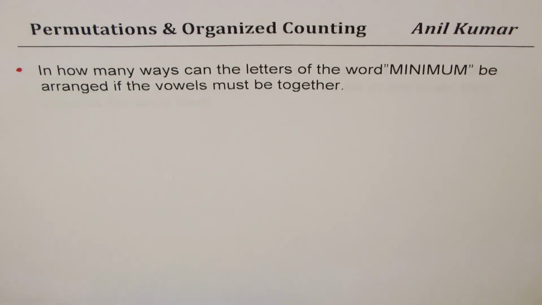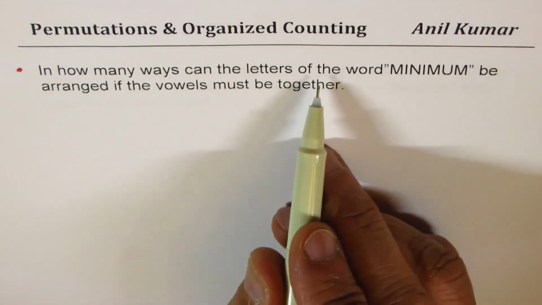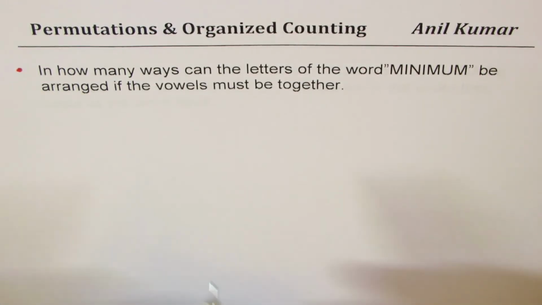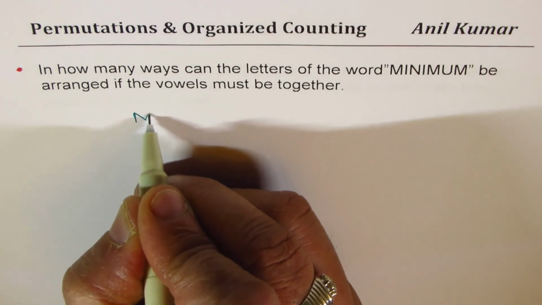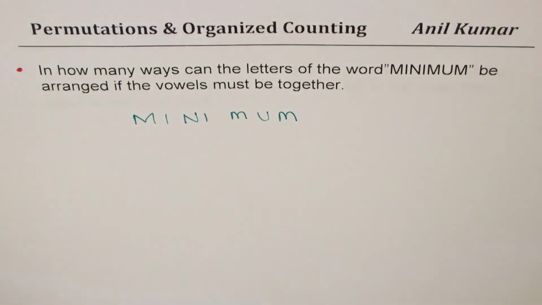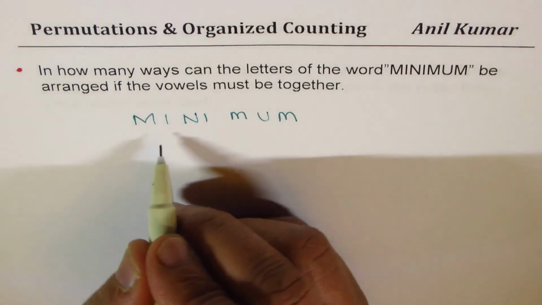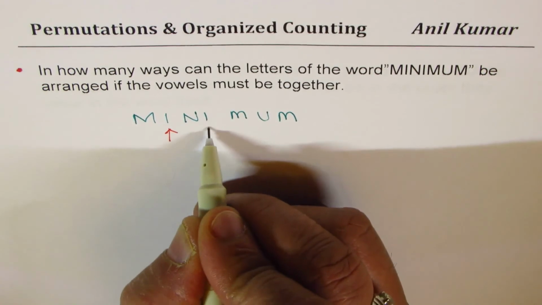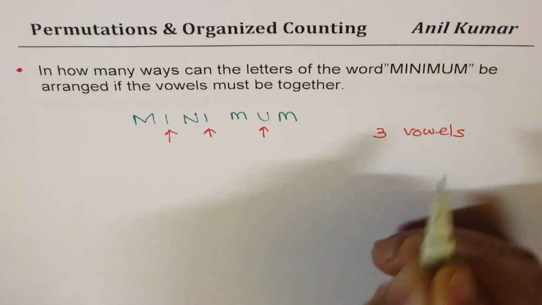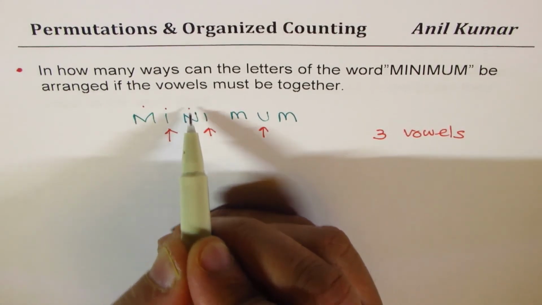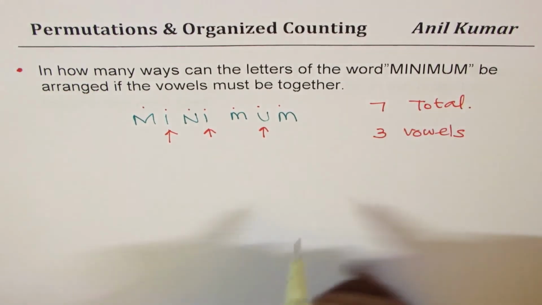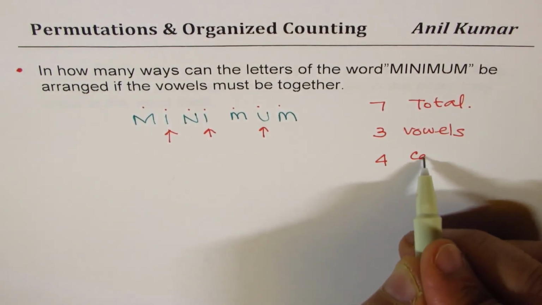Now the question is, in how many ways can the letters of the word minimum be arranged if the vowels must be together? Let's look into this. We are looking for minimum. Now, how many are vowels? A, E, I, O, U. So we have I's and U. So we have 3 vowels. Now total letters are 1, 2, 3, 4, 5, 6, 7. 7 total. So remaining are 4 consonants.